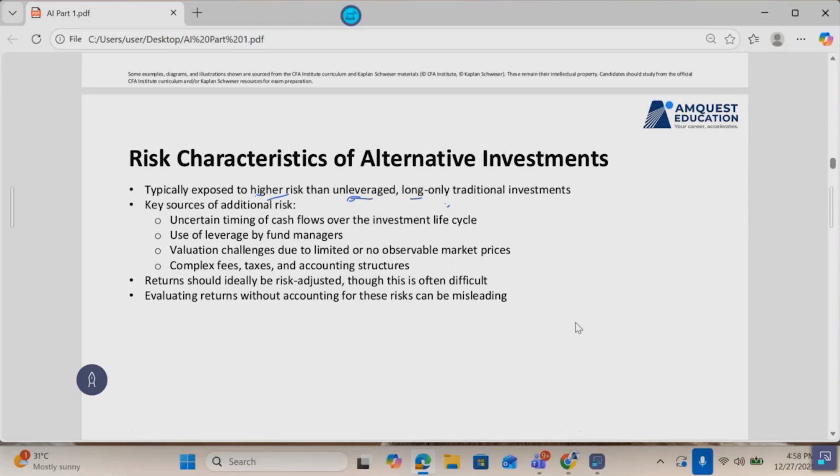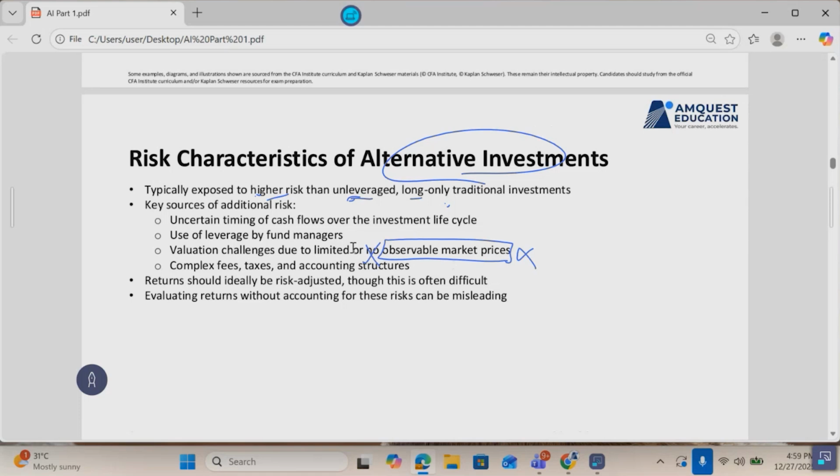Some of the reasons why alternate investments are more risky: there's a risk that is very high. The cash flows could be uncertain, right? There could be a lot of valuation change. Now, what will happen is in an alternate investment, you don't have an observable market price.